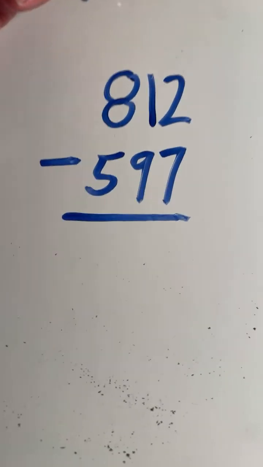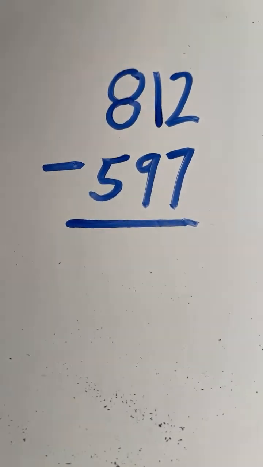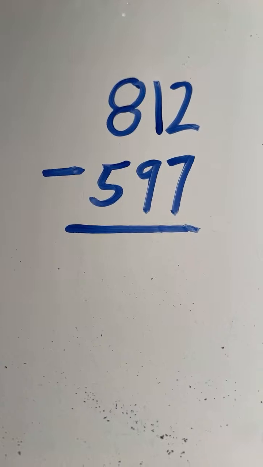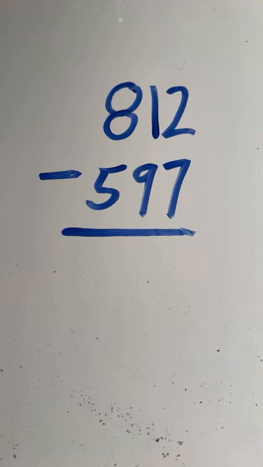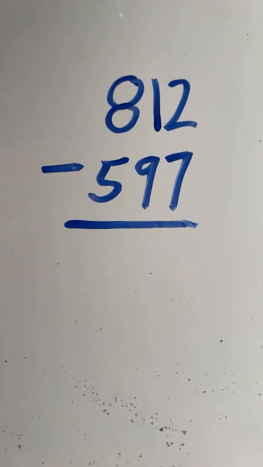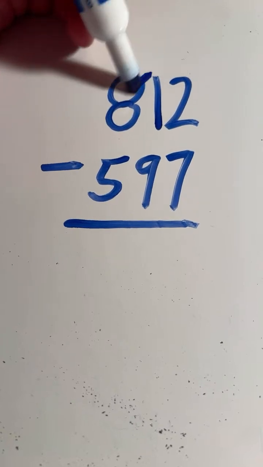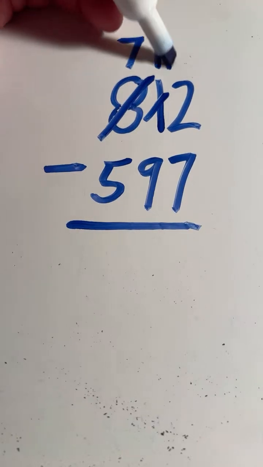So again, checking to see if regrouping is needed. And it is. Looking in the tens place, we cannot start out with 1 and take away 9. And we cannot start out with 2 and take away 7. We would be in negative numbers. So we're going to take a 10 from the hundreds place, add it to the tens place. The 8 is going to become a 7. The 1 is going to become an 11.